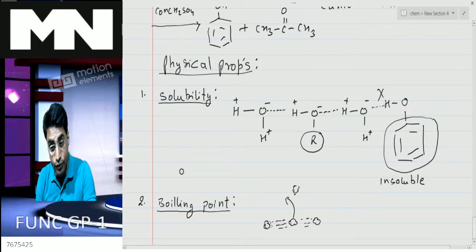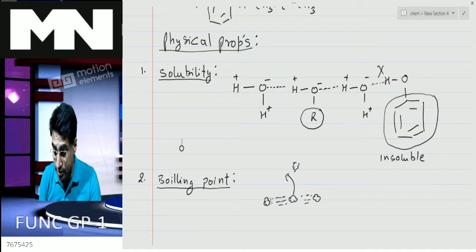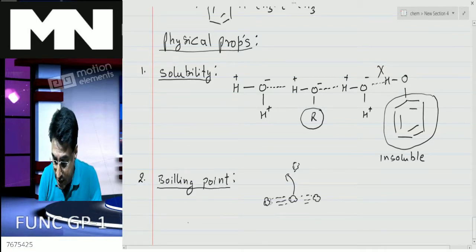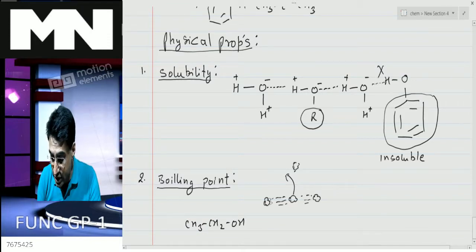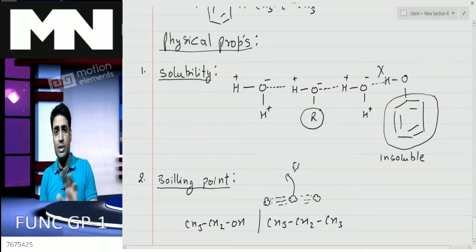If we compare alcohols with their corresponding hydrocarbons, suppose I am comparing an alcohol like CH3CH2OH with its corresponding hydrocarbon, CH3CH2CH3. Corresponding hydrocarbon does not mean that I am comparing ethanol with ethane. Corresponding means nearly the same molar mass. So ethanol has nearly the same molar mass as propane. If you have propanol, you will compare it with butane. So alcohols generally have a higher boiling point due to the presence of prominent intermolecular hydrogen bonding.